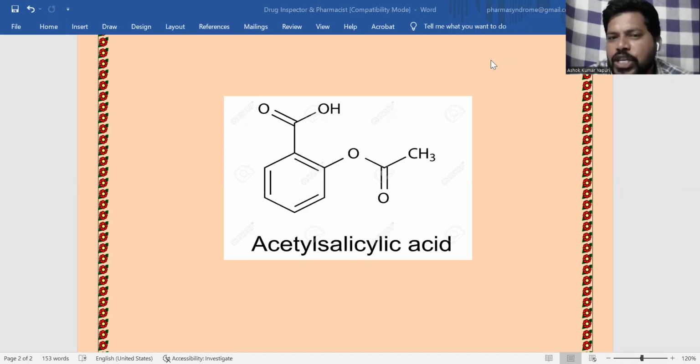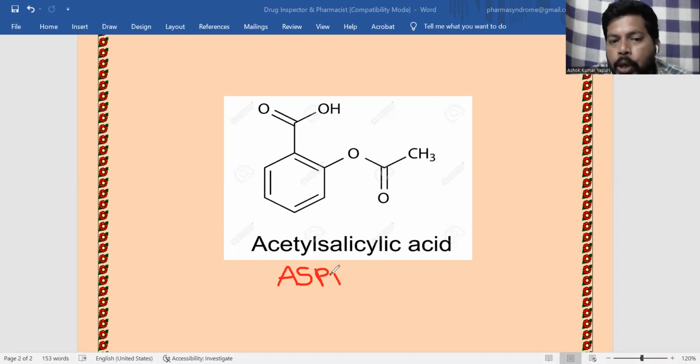Let's have a short review on acetyl salicylic acid, that is aspirin. As you know, acetyl salicylic acid is one of the NSAIDs, that is non-steroidal anti-inflammatory drugs.